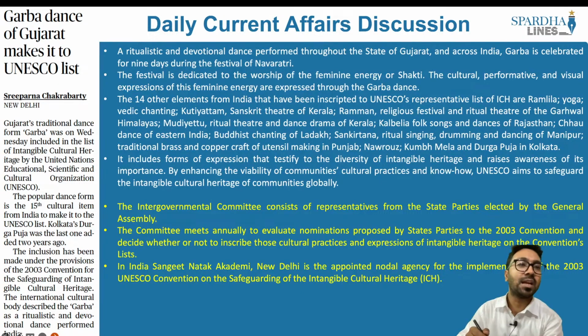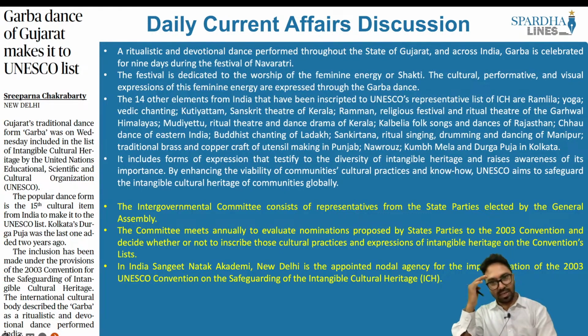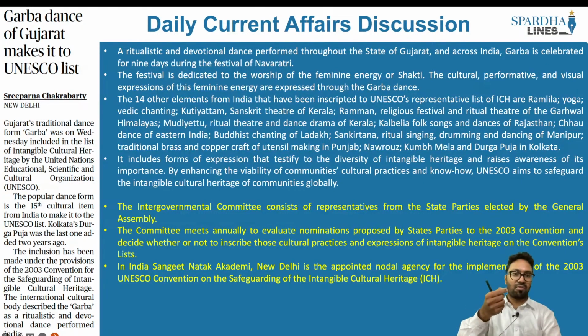This article says Garba dance of Gujarat makes it to the UNESCO list. First we will understand what is this Garba dance. Eventually we will understand which are the other intangible items that we have as part of the UNESCO's representative list, and we will also understand what are the criterion that is followed in order to accommodate this intangible cultural heritage.